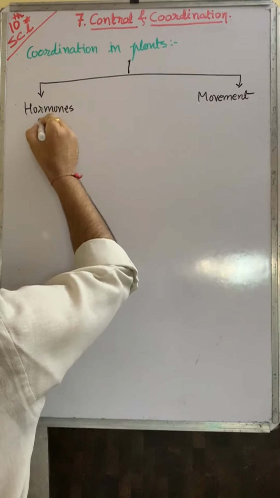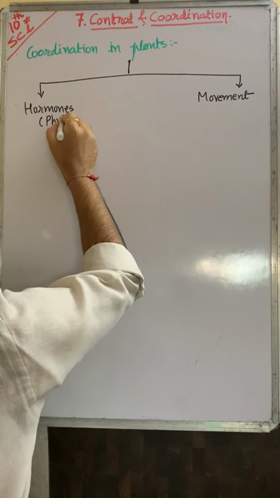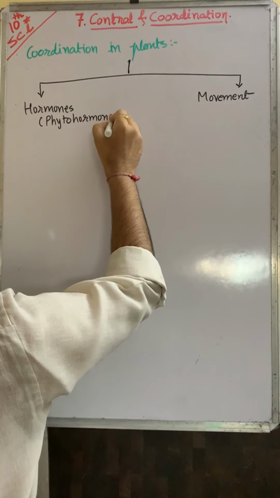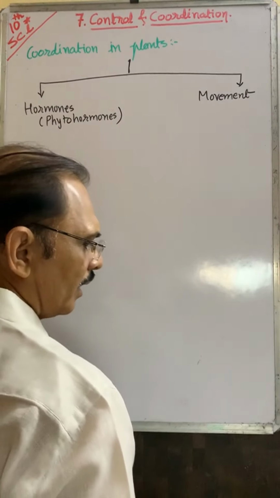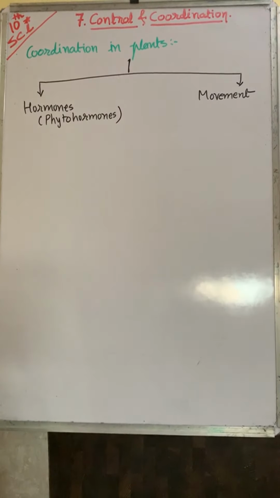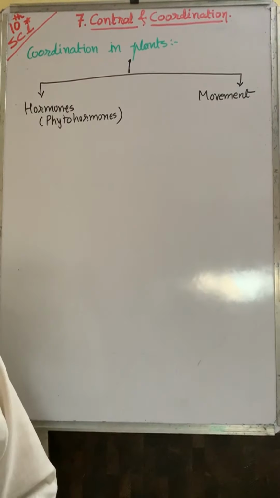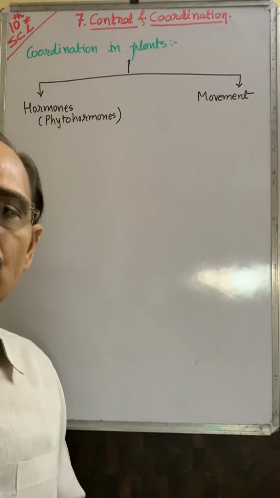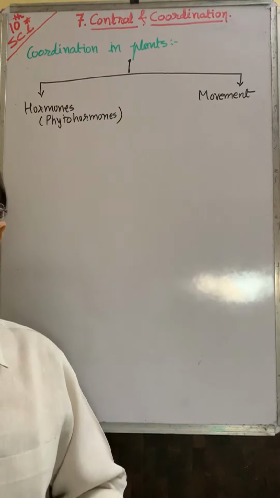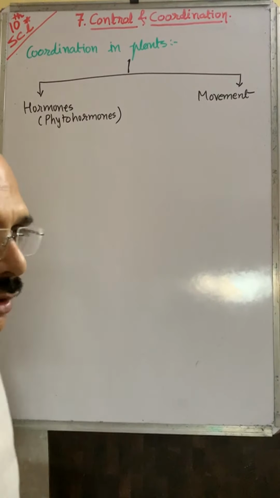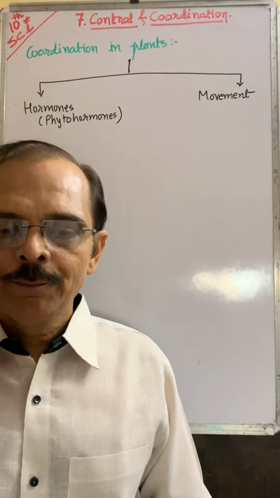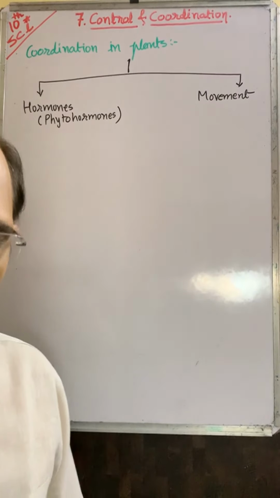Hormones, plant hormones is also known as phytohormones. Remember this thing, sometimes in some book or sometimes in exam also it is written like this, that write about the phytohormones. It means what? You have to write about plant hormones. So plant hormone is also known as phytohormones. First we start with hormones, afterward we will start movement.